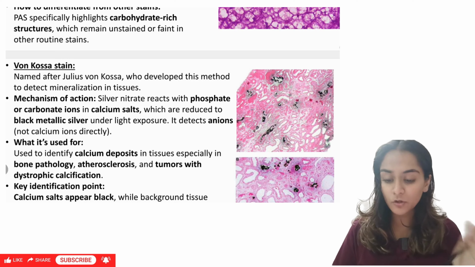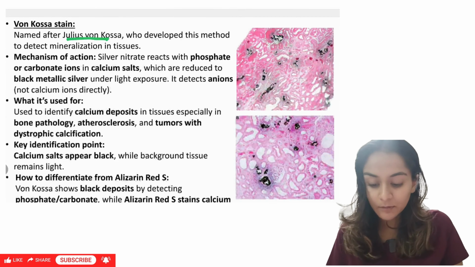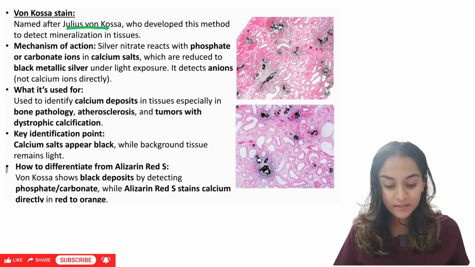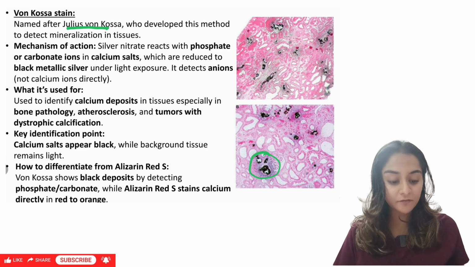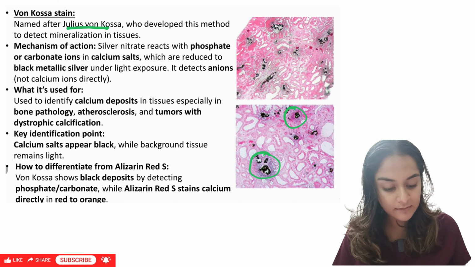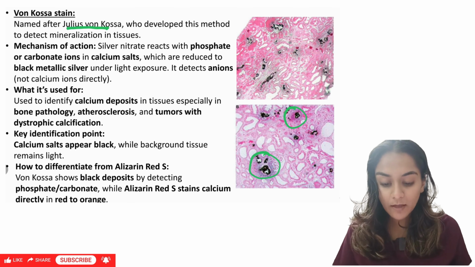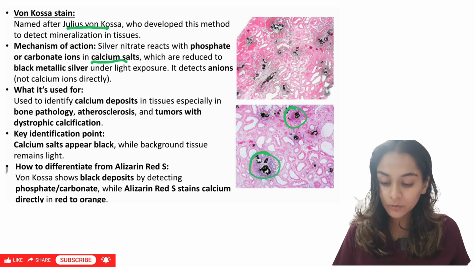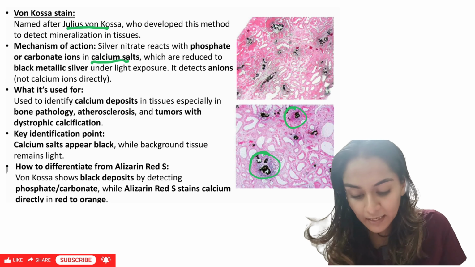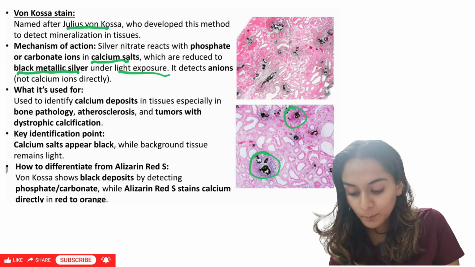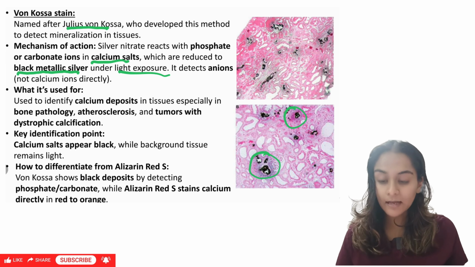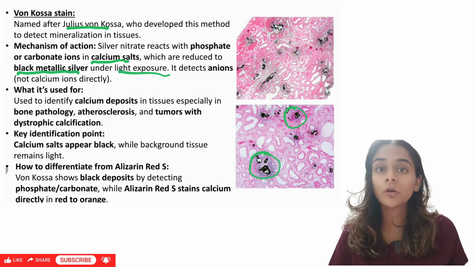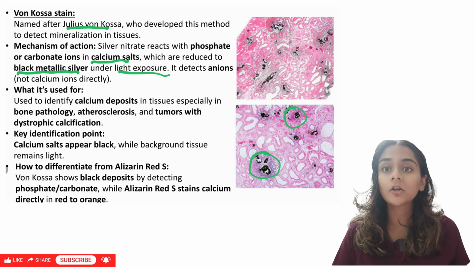Your next stain is your von Kossa stain. It is named after Julius von Kossa, who developed this method to detect mineralization in your tissue. Von Kossa, very easy: you will see the calcium deposits that are black in color. The mechanism of action is silver nitrate. It reacts with phosphate or carbonate ions in your calcium salts, which are reduced to black metallic silver under light exposure. So silver nitrate will react with the phosphate or carbonate in the calcium salts, which will be reduced to black metallic silver under light exposure.